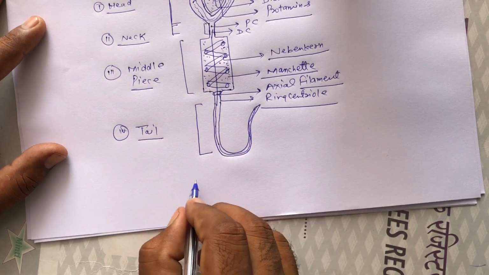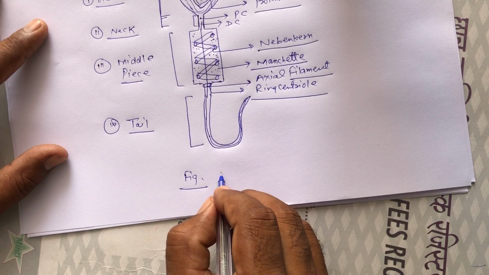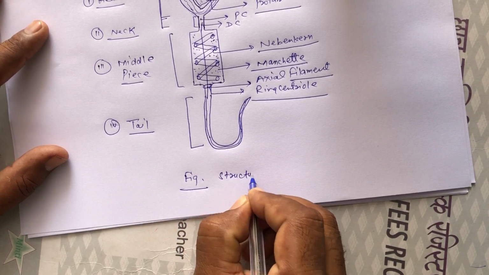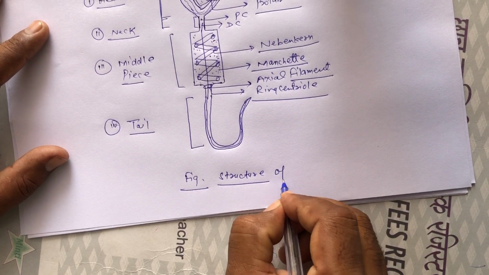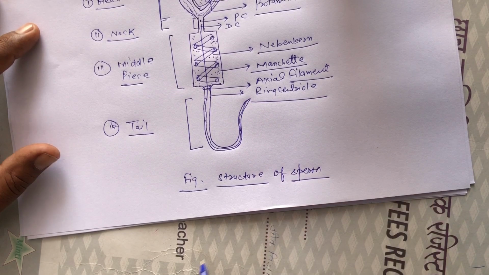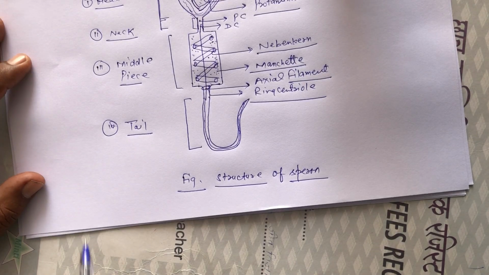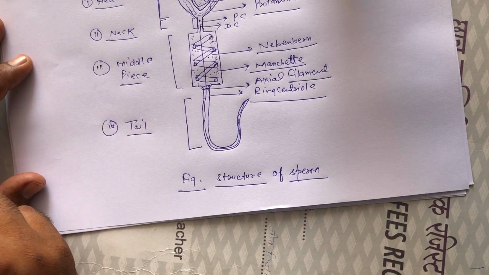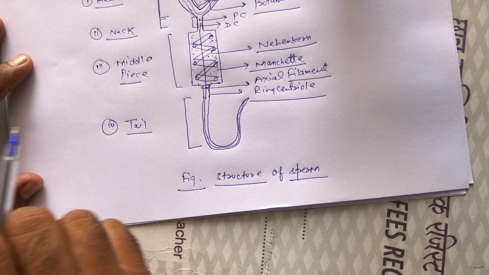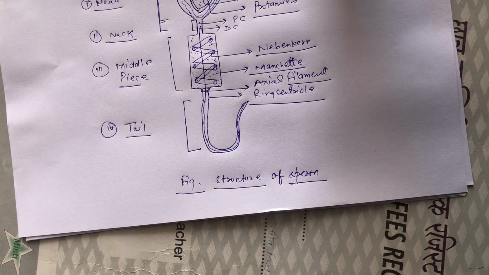Students, this is the figure of the structure of sperm, or the structure of the male gamete. Once again, a typical human sperm consists of the following parts: first head, second neck, third middle piece, fourth tail. This figure is the structure of sperm. It is a spoon-shaped and microscopic structure.